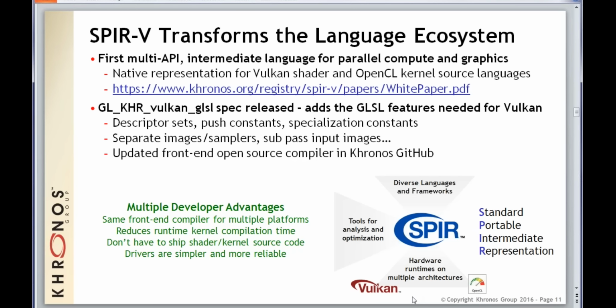SPIR-V enables the hardware community and the software community to innovate independently. The compiler community can create multiple language front ends. They don't have to worry about the hardware that it's running on. They just have to emit valid SPIR-V. And the hardware guys don't have to worry about multiple languages. All they have to worry about is taking in SPIR-V and running it as fast as possible. It means we can have innovation in the language and hardware spaces independently, and that makes for a very powerful ecosystem.